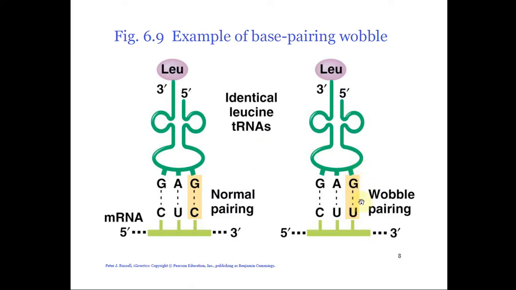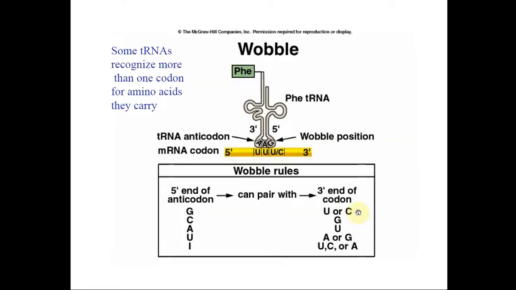Okay, so this is known as wobble pairing, and the third position is known as the wobble position. So these are wobble rules. The anticodon bases present on tRNAs may combine with these bases on mRNAs. G can pair with U or C, C pairs with G, A pairs with U, U can pair with A or G, and I can pair with U, C or A.